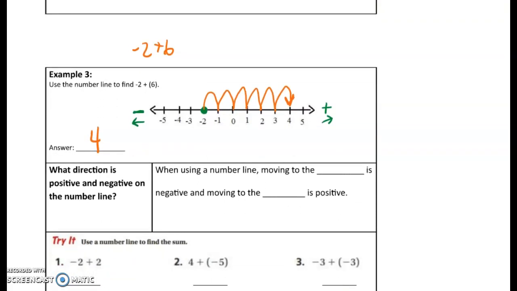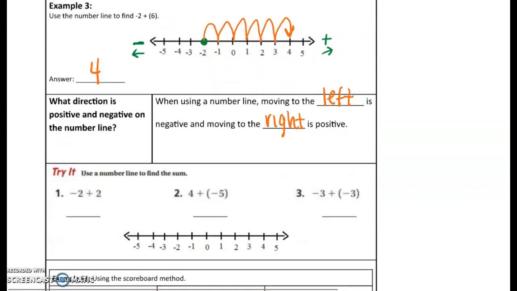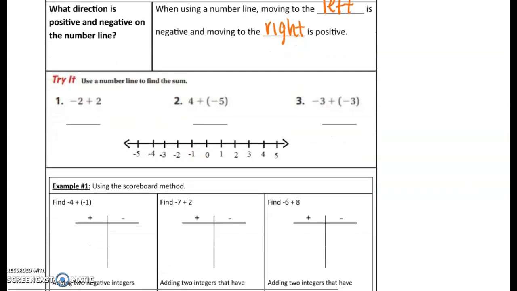And so what direction is positive and what direction is negative on a number line? So when using a number line, moving to the blank is negative. And we said moving to the left is negative, and moving to the right is positive.